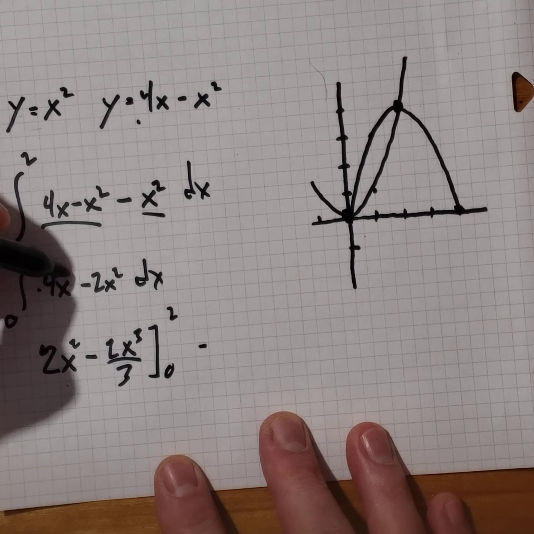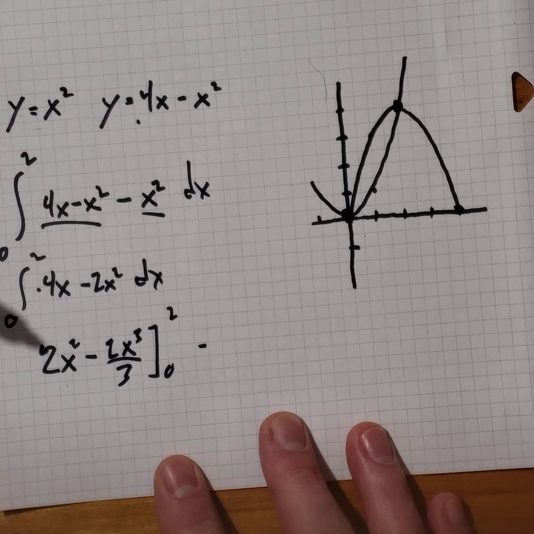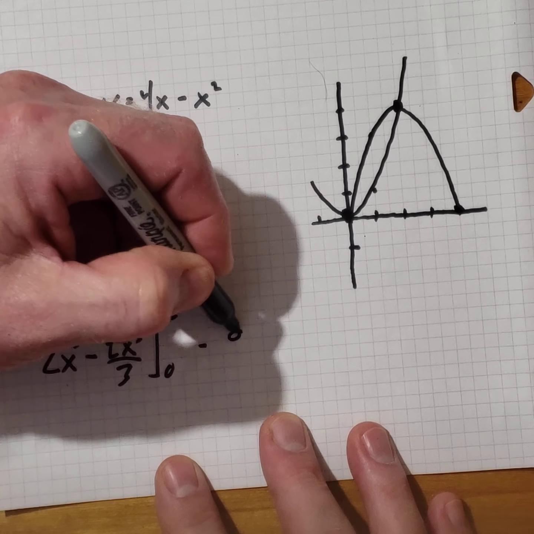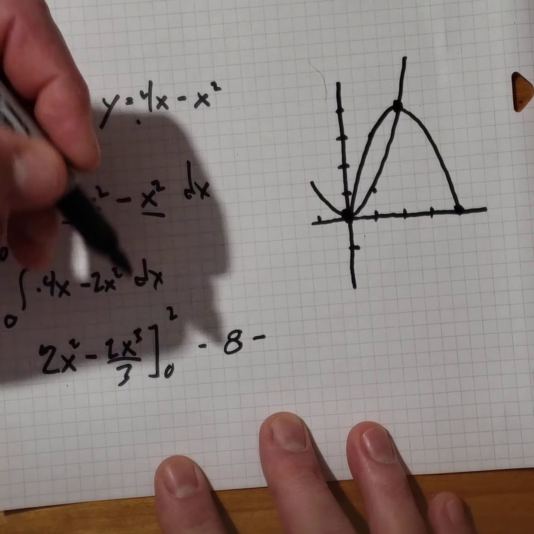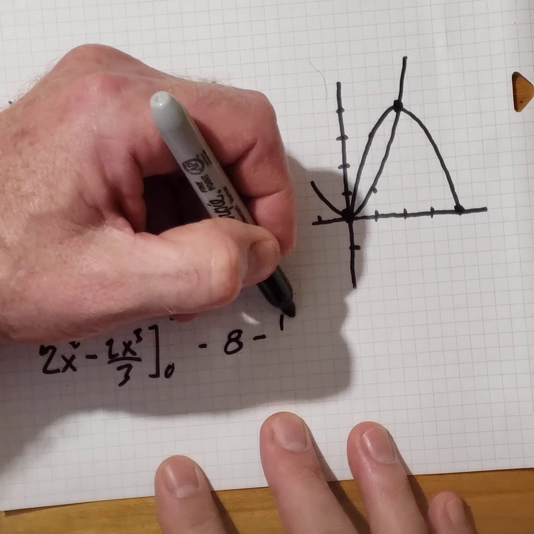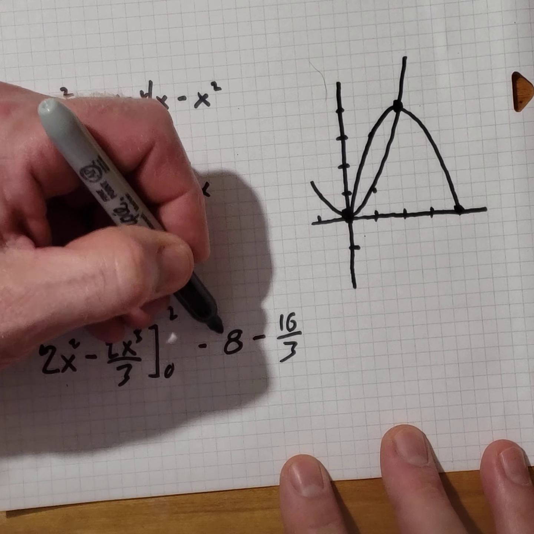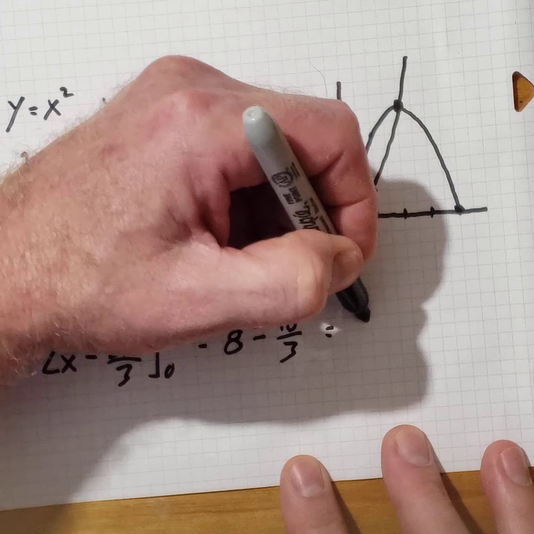Right. Increase the exponent to 2, divide by 2. That gives us the 2 out in front. So 2 times x squared there. We plug a 2 in, we'll get 8 minus 16 over 3. 8 is 24 over 3, so we subtract those and we will get 8/3.